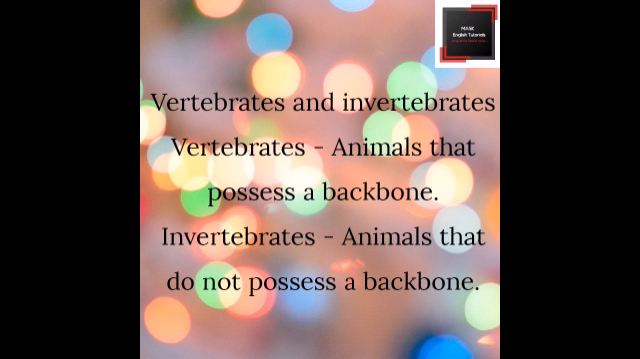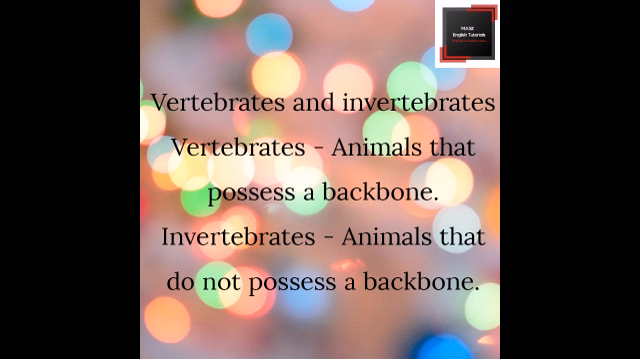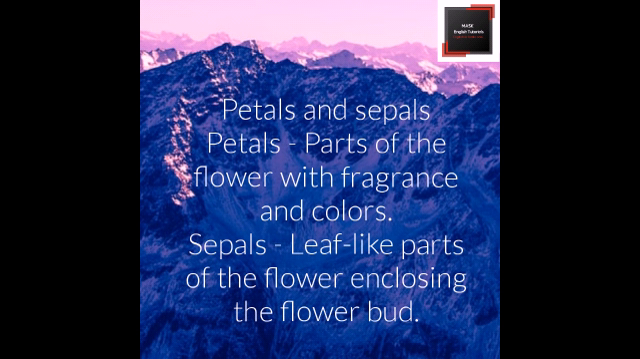Third, differences between vertebrates and invertebrates. Vertebrates. Vertebrates are animals that possess a backbone and an internal skeleton. Example, human. Invertebrates. Invertebrates are animals that do not possess a backbone. Example, flatworm.